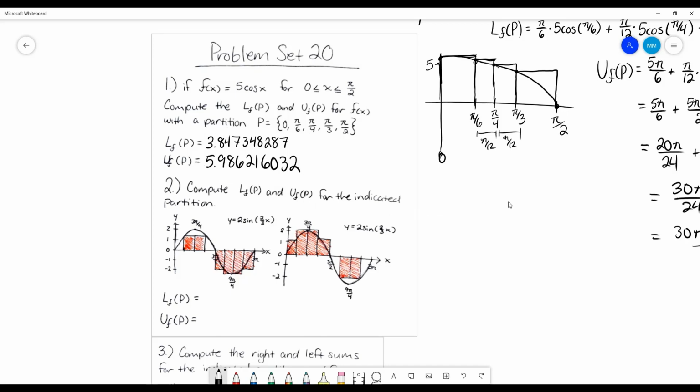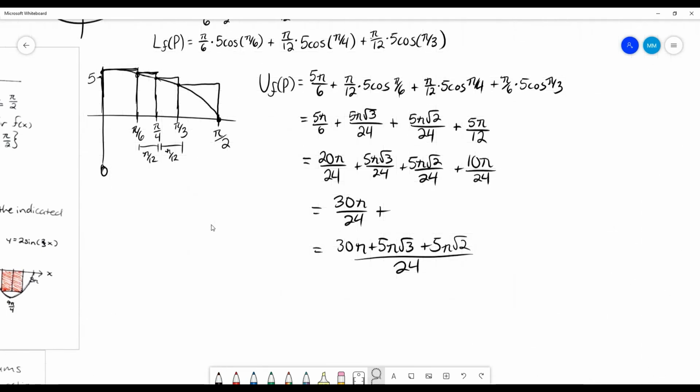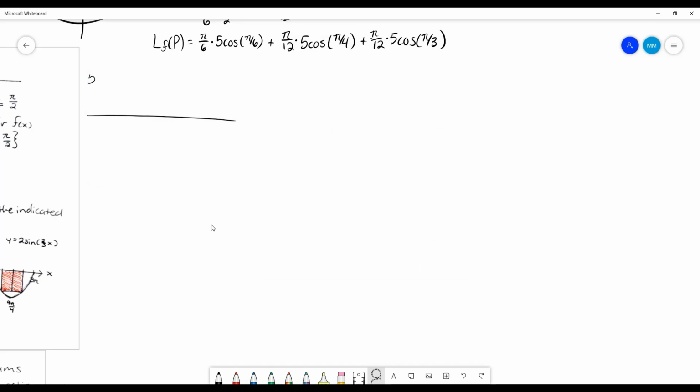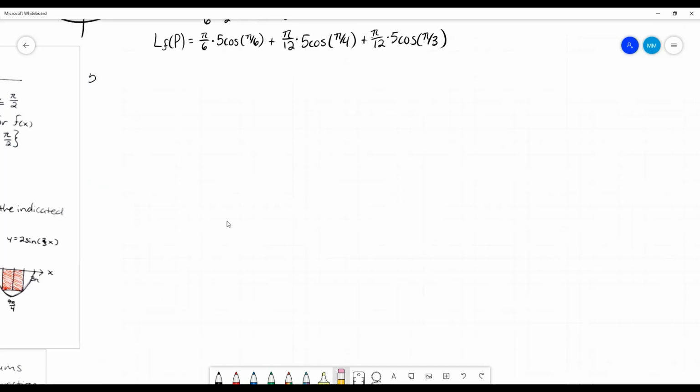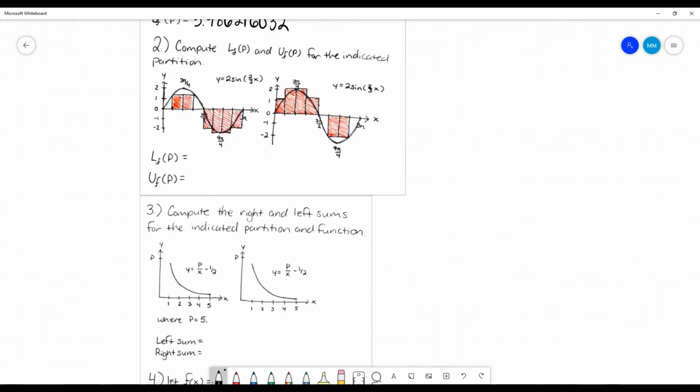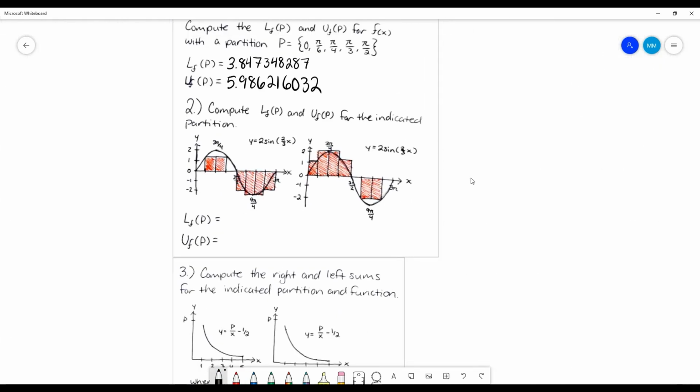Okay, oops. Let me just erase some of this so we've got lots of space for the next one. All right. Up next, number 2, same thing, except now they've kind of given us the graph because it's a little bit different. So we've got this function of 2 sine of 2/3 x, and you can see here we've got 3 pi, and obviously like 3 pi over 2, etc. So first we need to identify which one is our lower sum and which one is our upper sum.